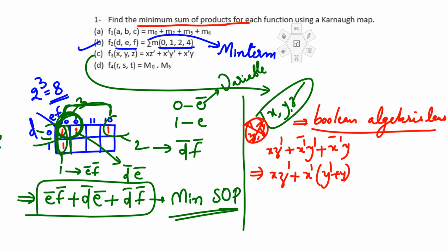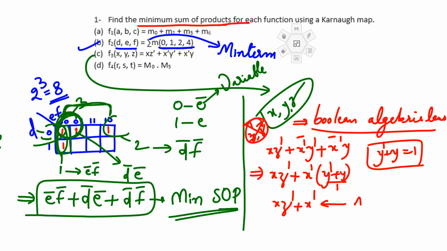According to this Boolean algebraic law, y bar plus y is equal to 1. So you have to remember this. This will become 1. Now what we will get is x z bar plus x bar. Again you can apply a law here, called the distributive law. That means a plus bc is equal to a plus b into a plus c.